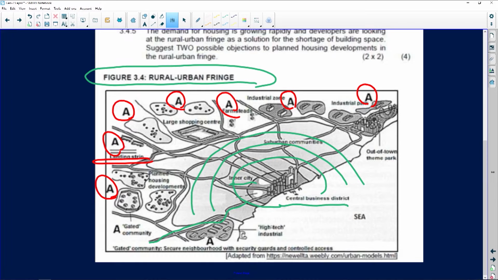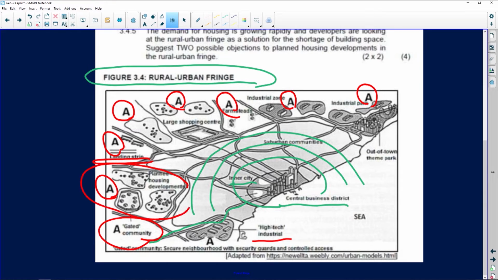used to be on the rural-urban fringe. Now, let's have a look at the type of activities taking place on the rural-urban fringe. We get high-tech industrial services, industries over there. We have gated communities. I'm going to use two examples: Steyn City, just on the outskirts of Johannesburg, and the Eye of Africa, south of Johannesburg, close to Alberton. And then we have planned housing developments taking place over there.